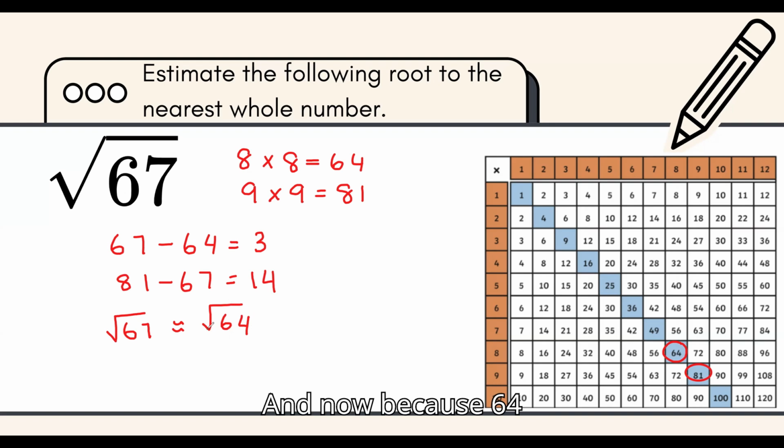And now because 64 is a perfect square number, I can write my answer as 8, because 8 times 8, or 8 squared, is 64. So 64 is a perfect square.